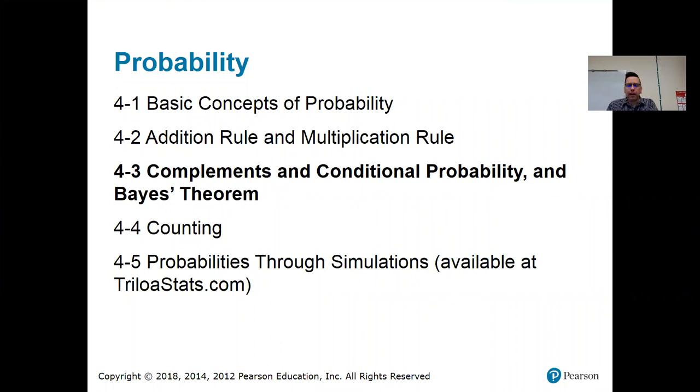Today we're talking about Section 4.3, which is complements and conditional probability. And part of conditional probability, well, sort of related, is something called Bayes' theorem. We're going to do a very simple form of Bayes' theorem. There is a formula that's attached to Bayes' theorem. It is a kind of scary-looking formula.